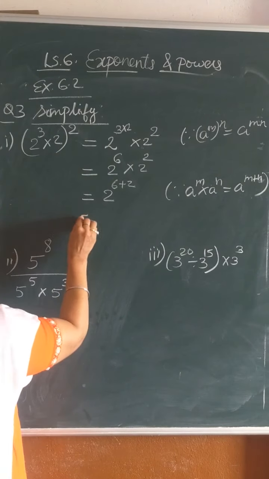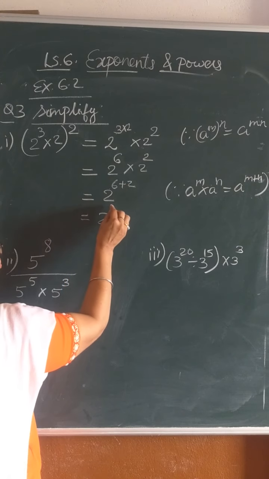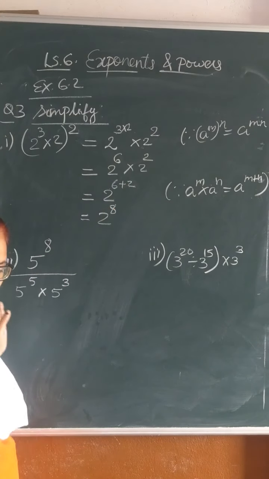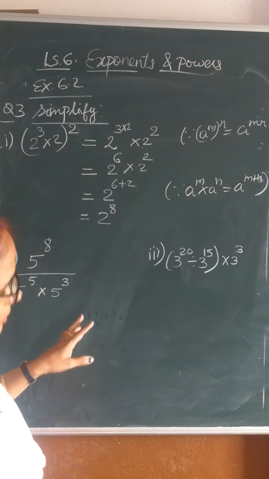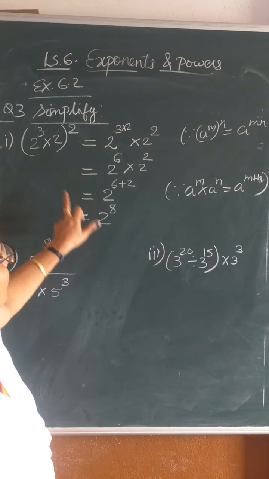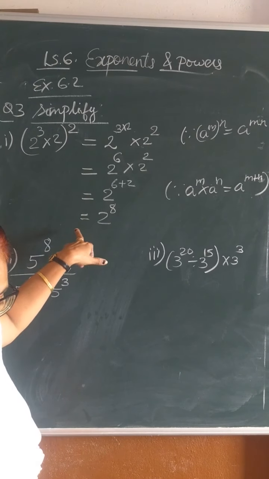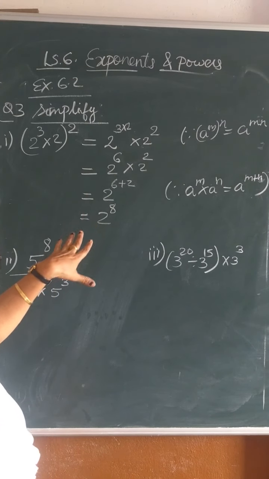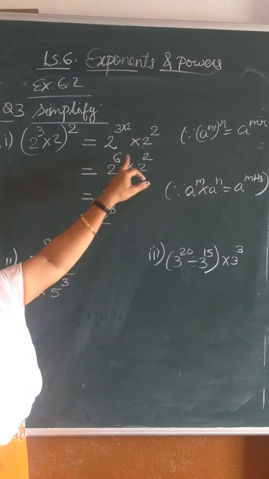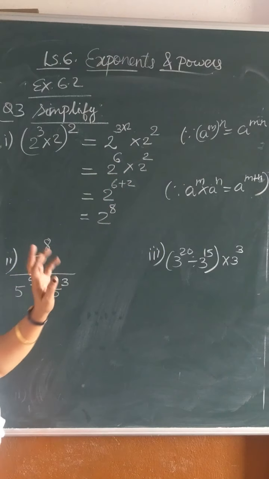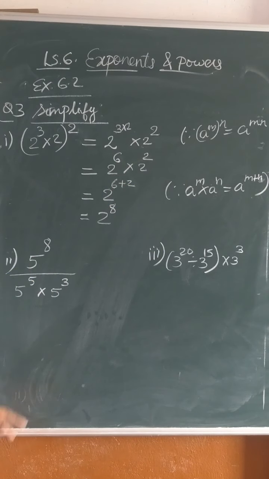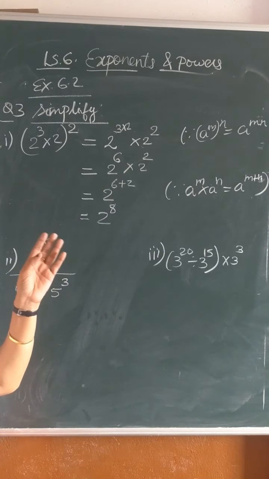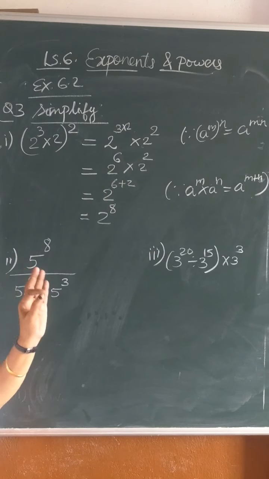Okay, so here you will get the answer 2 raised to the power 6 plus 2, which is what? 8. Okay, so this is how to simplify by using the law. You can find its answer also, or up to this also you can write. Okay, so wherever you are using the law, you have to mention it. Now let's see this example. Sums become easy if we use the laws.